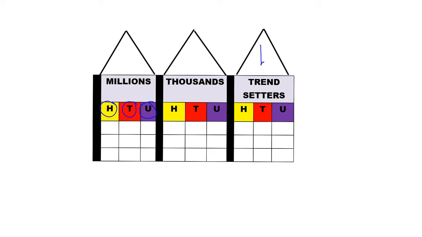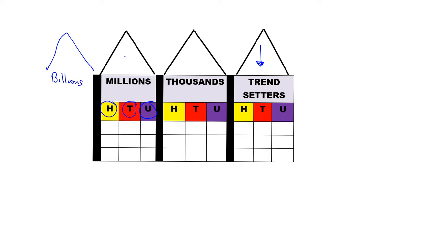Our initial house I like to call the trendsetter's house, where we have hundreds, tens, and units. The next house is the thousands house. After that comes the millions house. After that, we could have the billions house. After that, the trillions, and so on.